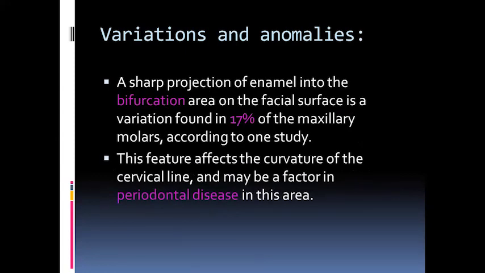Sharp projections of enamel into the bifurcation area on the facial surface are a variation found in 17% of the maxillary molars, according to one study. This feature affects the curvature of the cervical line and may be a factor in periodontal disease in this area.